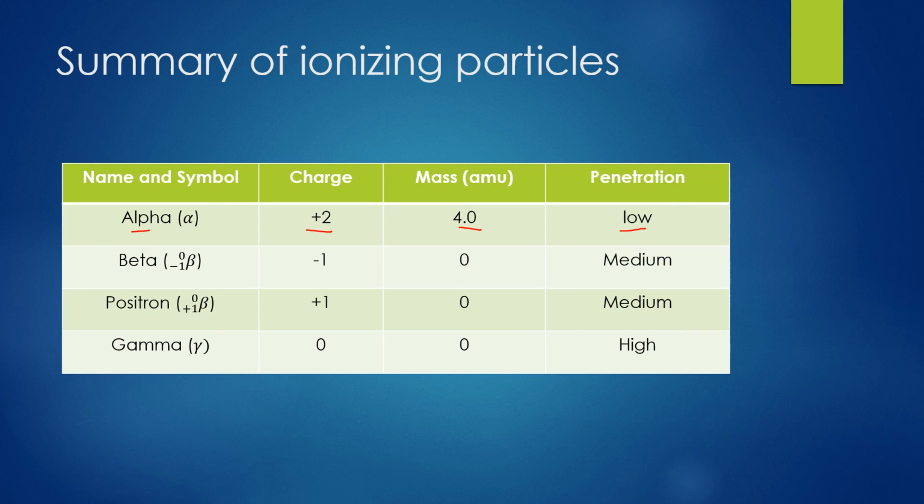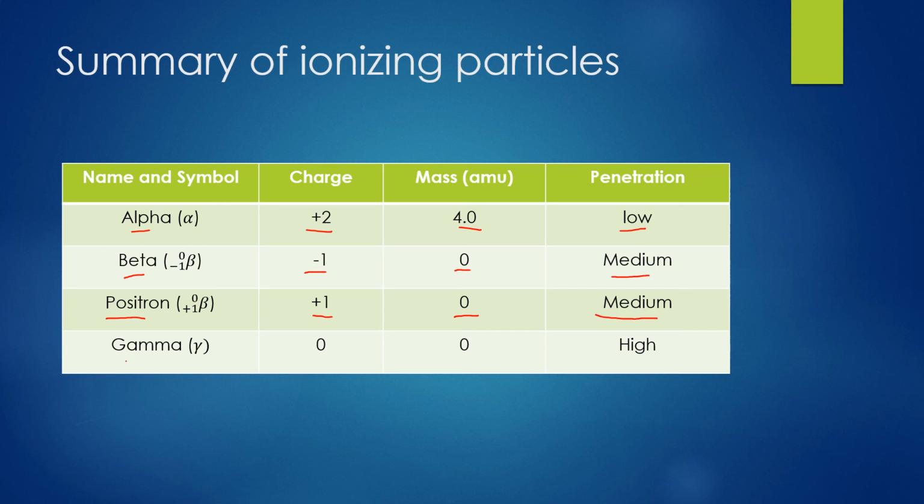For beta particles, this is loss of an electron, so that's why we're seeing a -1 charge, because we had that electron on the product side, because we had a neutron changing into a proton. The mass is 0, and medium penetration power. For a positron, we're looking at a positive charge, right? Loss of a proton in this one. So we had a proton changing into a neutron for positron emissions. The mass is also 0, so therefore its penetration is also medium.